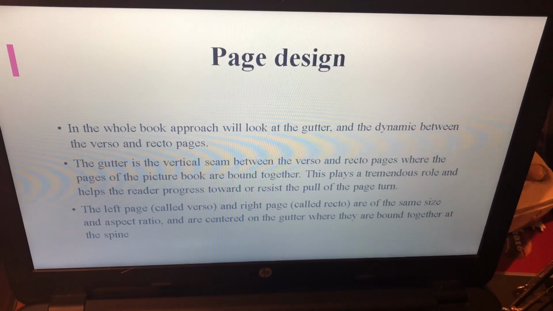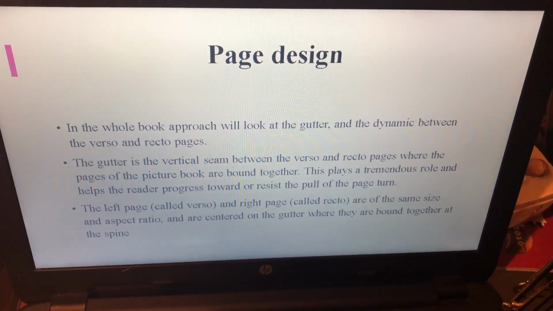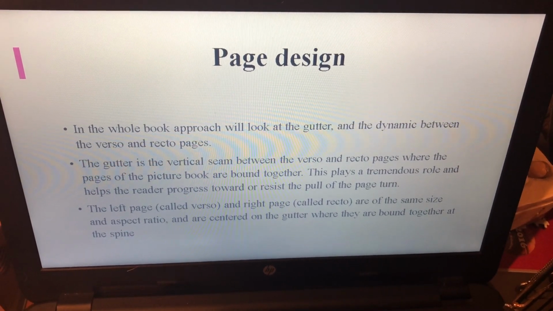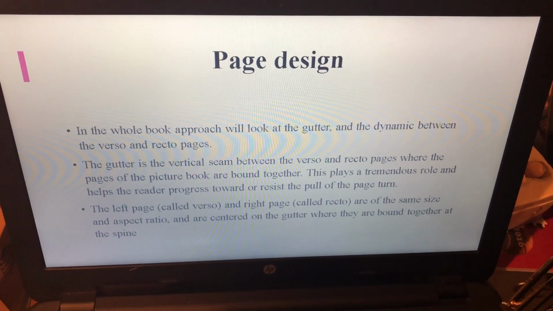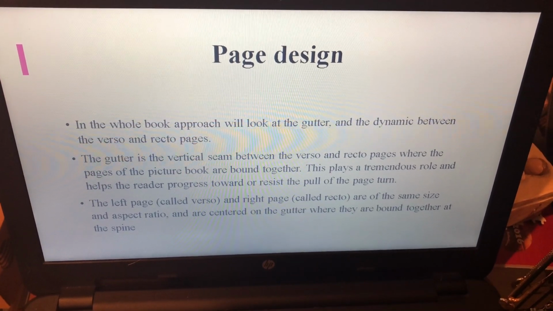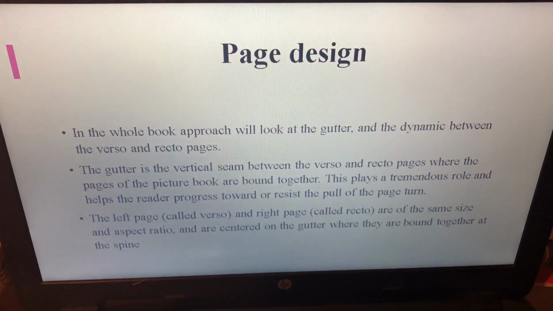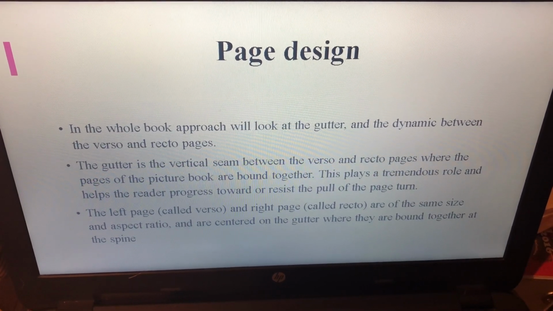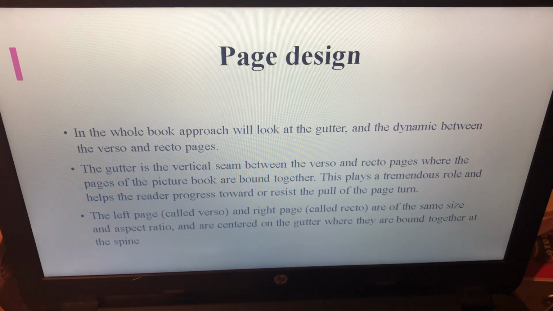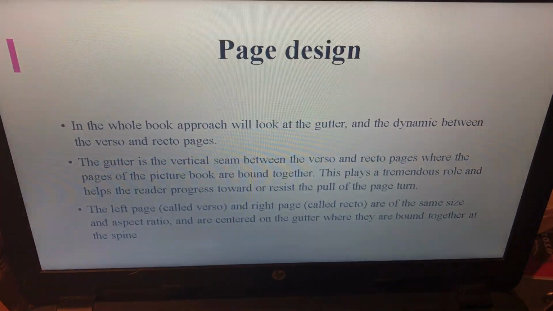Last, we look at page design, which in the whole book approach, we'll look at the gutter and the dynamic between the verso and recto pages. The gutter is the vertical seam between the verso and recto pages where the pages of the picture book are bound together. This plays a tremendous role and helps the reader progress toward or resist the pull of the page turn. The left page, called the verso, and the right page, called the recto, are of the same size and aspect ratio and are centered on the gutter where they are bound together at the spine.